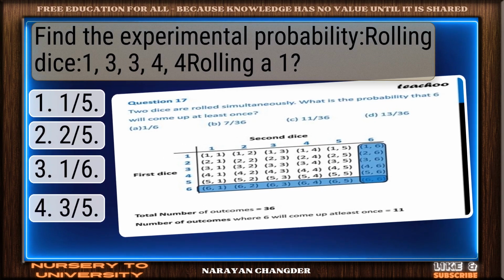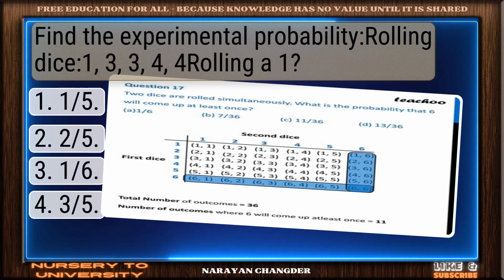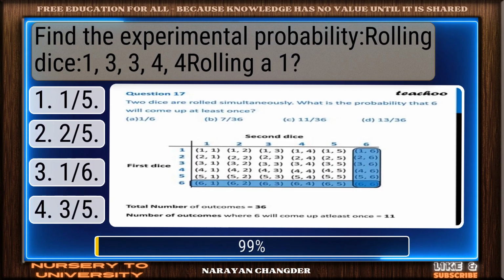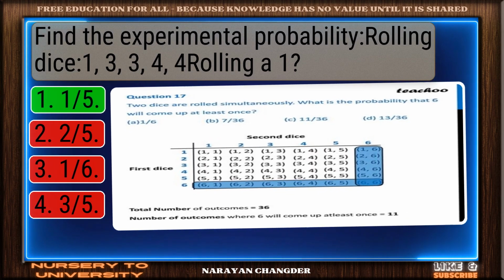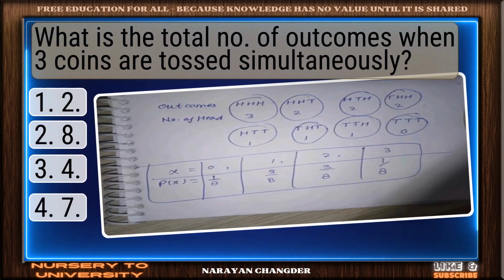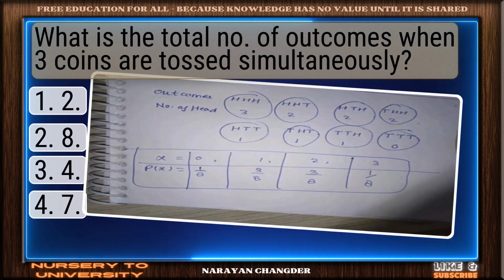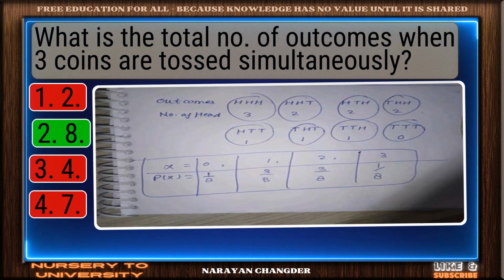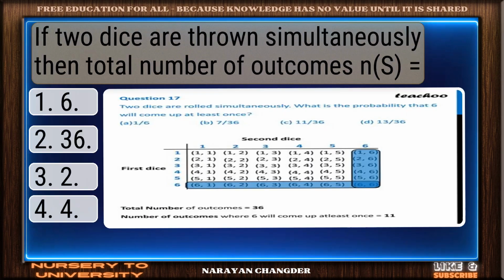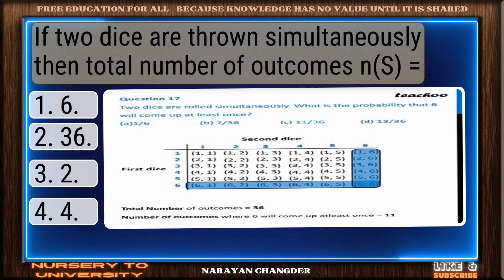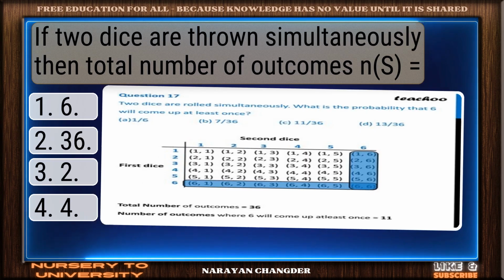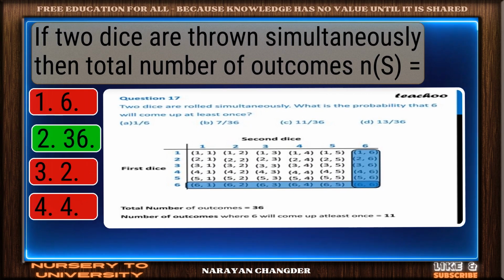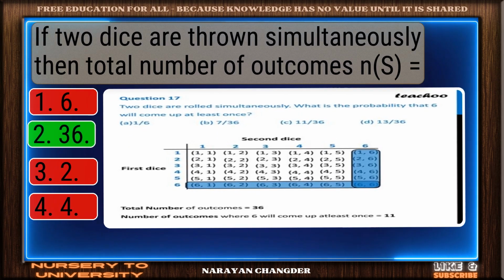Find the experimental probability. Rolling dice 1, 3, 3, 4, rolling a 1. Valid point. 1 by 5 is true. What is the total number of outcomes when 3 coins are tossed simultaneously? Great thinking. 8 is right. If 2 dice are thrown simultaneously, then total number of outcomes n equal to. Smart move. 36 is accurate answer.